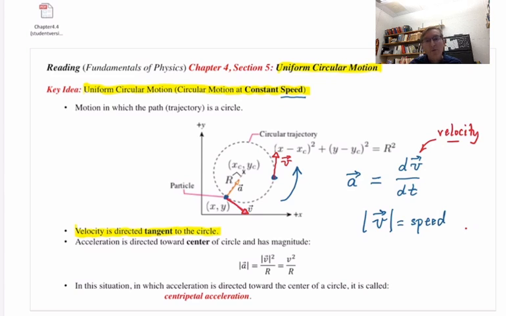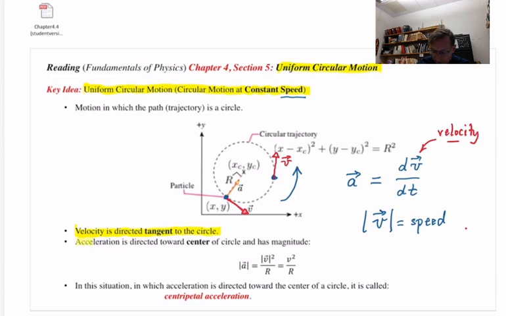And one of the most important parts in this section of Chapter 4, and I do hope you read it, Chapter 4, Section 5, Uniform Circular Motion, is where they derive the expression for the acceleration of this particle moving with uniform circular motion. And I'm going to tell you the two key things you need to know about acceleration in uniform circular motion. Its direction and its magnitude. Okay? Now that we know the acceleration is not zero.